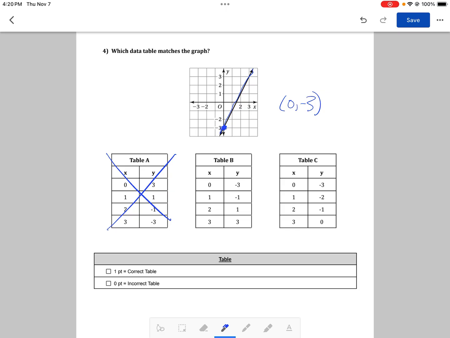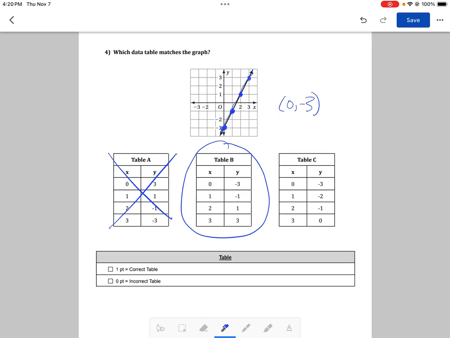So to narrow the two down, I need to look at my other points on this graph. Looking at 1, -1, I move to the right one and down one. That is indeed a point on this graph. The second point, 2, 1, that also works. And the last point, 3, 3, that also works. So I know that my answer for number 4 is going to be table B. All of those points line up on my graph.